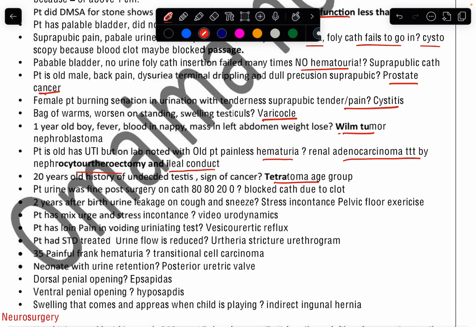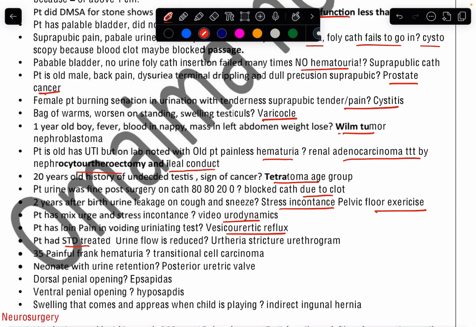Patient was fine post surgery, catheter 320, blocked catheter. Two years after birth, leak, cuff, stress incontinence, pelvic floor exercise. Patient has mixed urge incontinence, urodynamics. Patient has loin pain, wide ureter, vesicoureteral reflux.